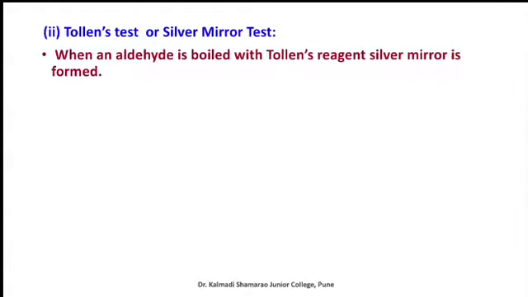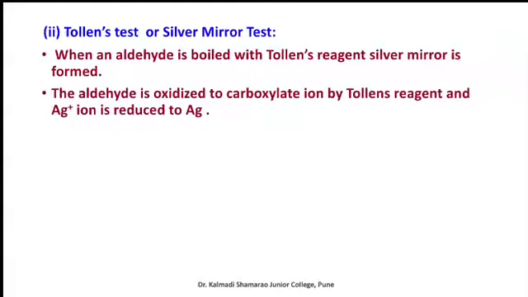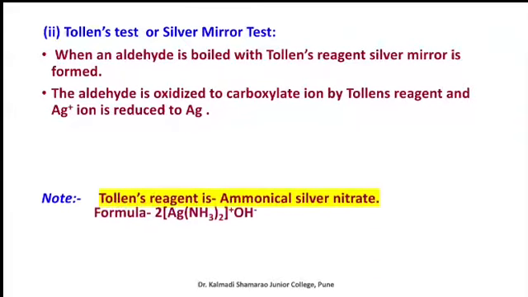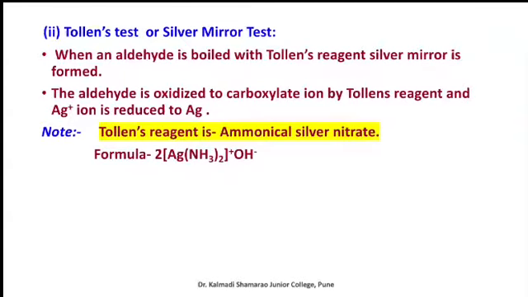In Tollens test or silver mirror test, the aldehyde is allowed to boil with Tollens reagent, where the Tollens reagent is reduced to metallic silver, which deposits on the wall of the test tube as bright silver mirror, and aldehyde is oxidized to carboxylate ion. It is to be noted here, Tollens reagent is nothing but ammoniacal silver nitrate, that is [Ag(NH3)2]OH.